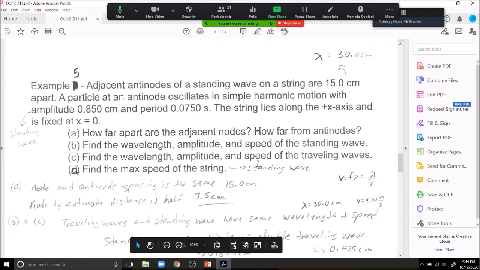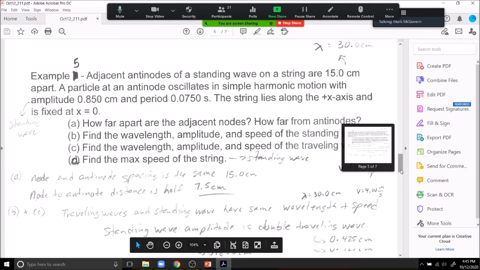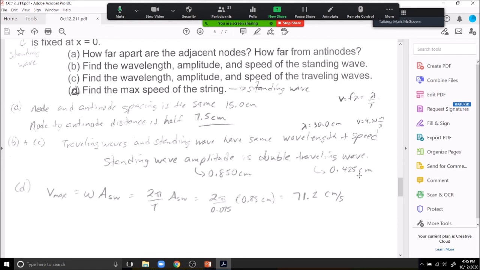Find the wavelength, amplitude, and speed of the standing wave. Okay, well, what's the difference between the standing wave and the traveling wave? The only real difference is the amplitude. For the standing wave, it's going to be double that of the traveling wave. So what are we told here? A particle on an antinode oscillates with an amplitude of 0.85. That's the standing wave amplitude. So we have to halve that to get the amplitude for the traveling wave. Let's scroll down a bit so we can see that. So that's the 0.425 we have down here.